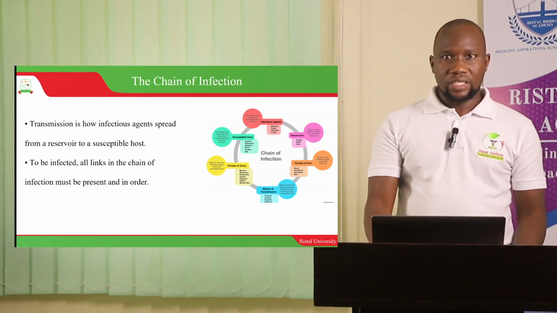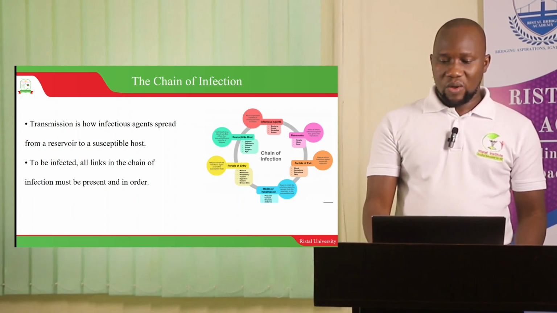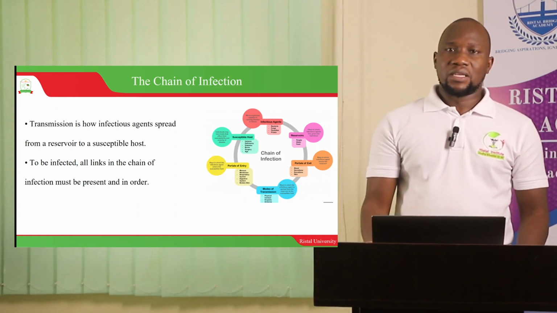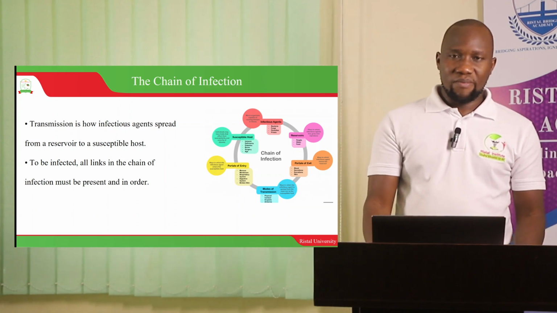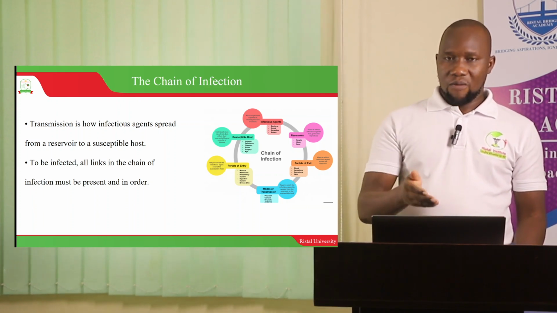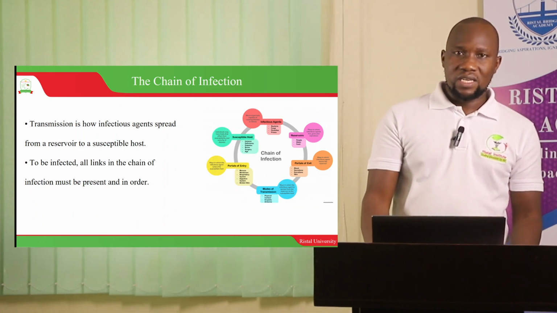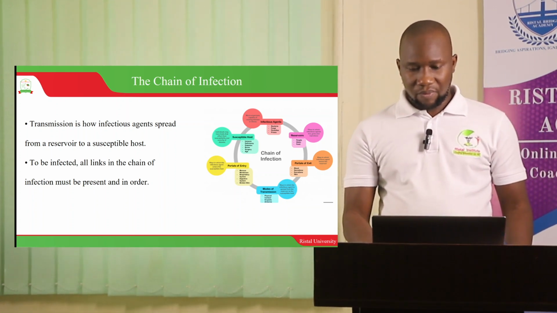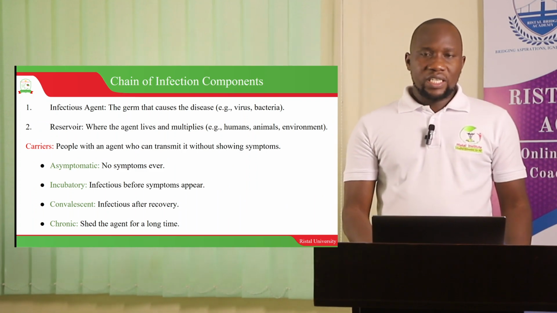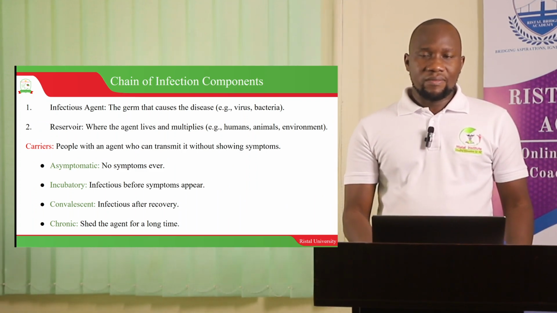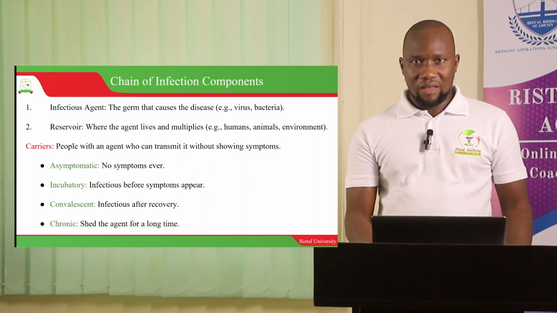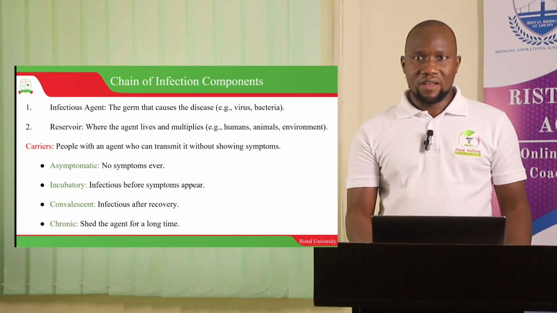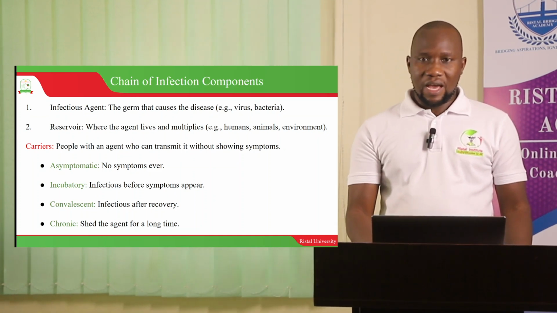And I will go through the chain of infection one by one. We have 6 elements, and it is very important to understand the linkages, such that if you are to implement control measures, you basically break the linkage from one component to the other. So the infectious agent is an organism that can cause an infectious disease, and we have said that these can be viruses, bacteria, protozoa, and others.